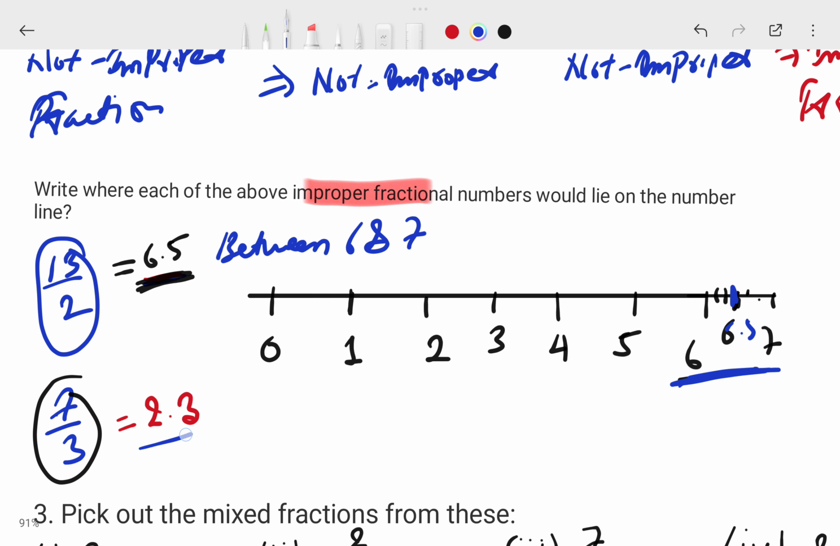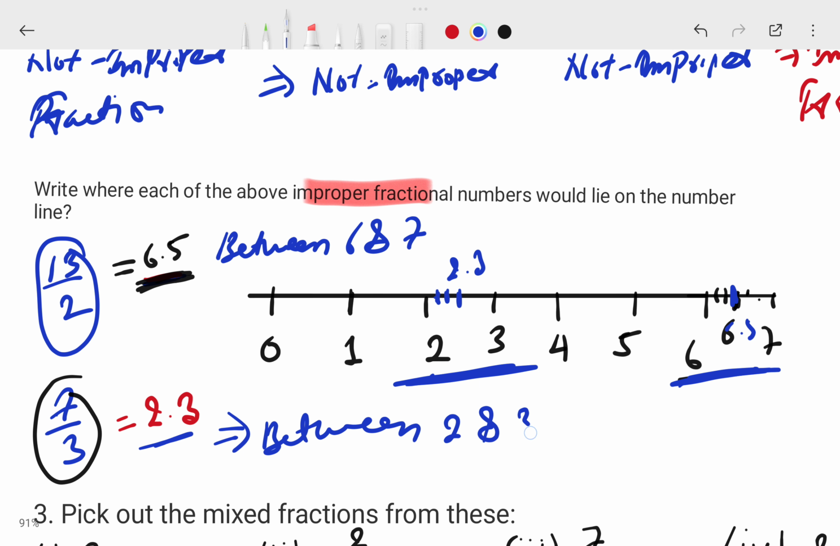Right. So now let's see 2.3. This is 2, and between that, here it is 2.1, 2.2, 2.3. If you have a scale, you can see it there. So 2.3 will come here, between 2 and 3. Understand? I hope you understand this question. Nothing in this one: I just divide and I get 6.5, and when I divide this, we get 2.3. So 6.5 on the number line is between 6 and 7, and 2.3 is between 2 and 3. Okay, that one is over.